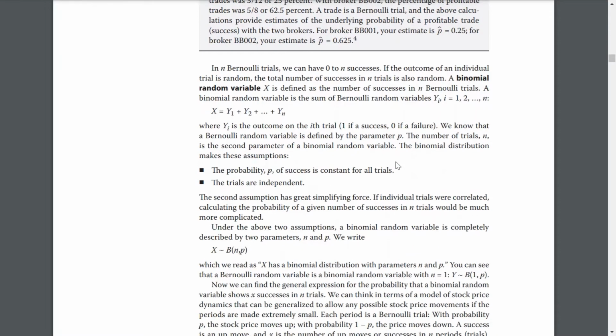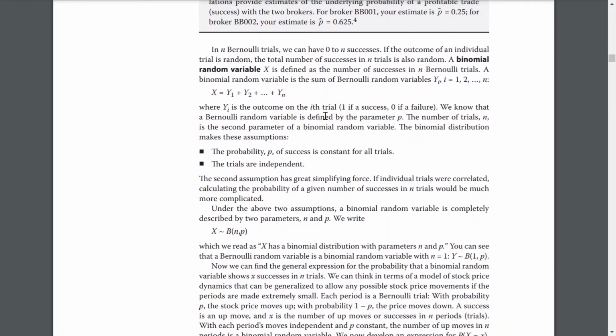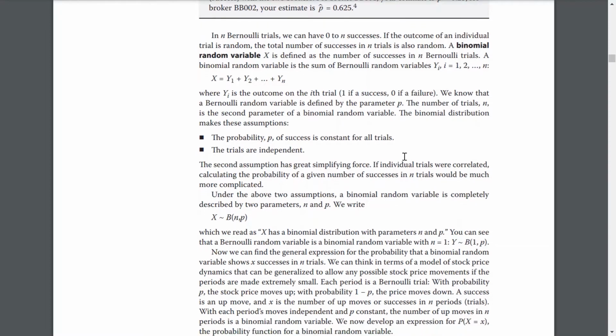In n Bernoulli trials, we have 0 to n successes. If the outcome of an individual trial is random, the total number of successes in n trials is also random. A binomial random variable X is defined as the number of successes in n Bernoulli trials. A binomial random variable is the sum of Bernoulli random variables, which looks like this, where Yi is the outcome of the ith trial, 1 is the success, 0 is the failure.